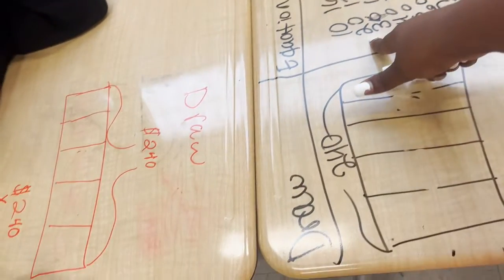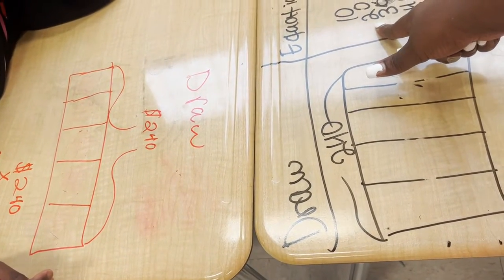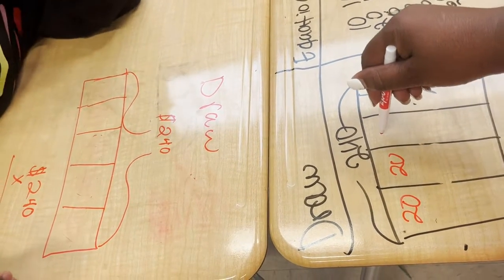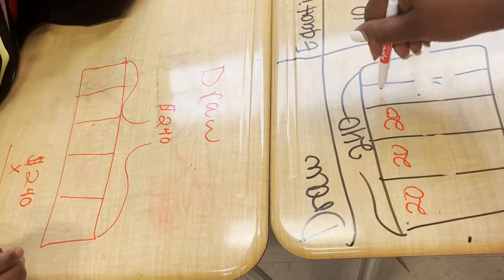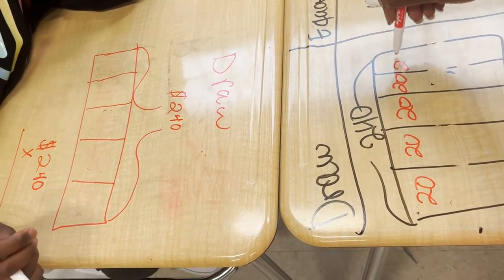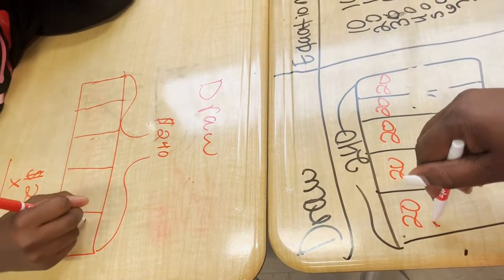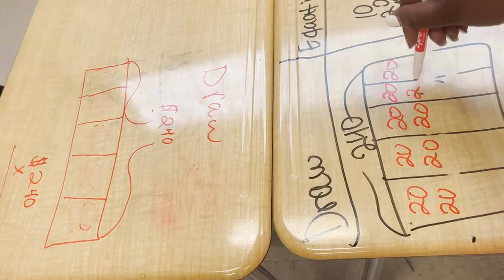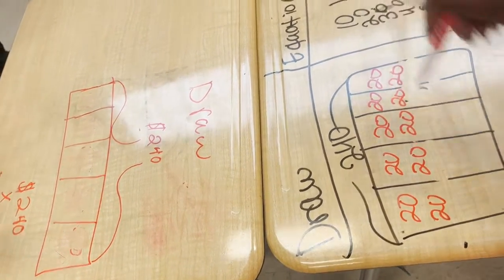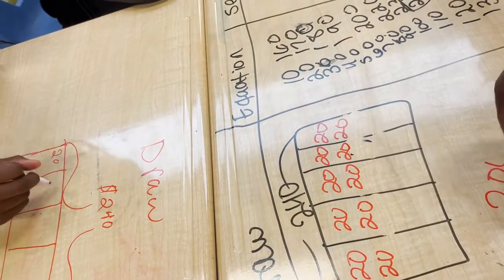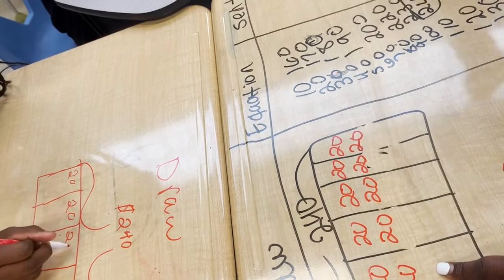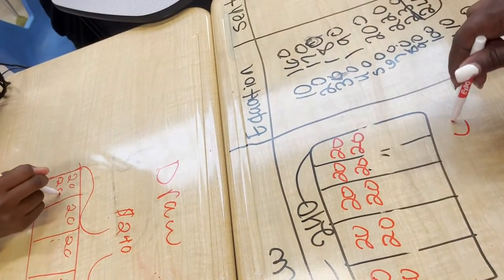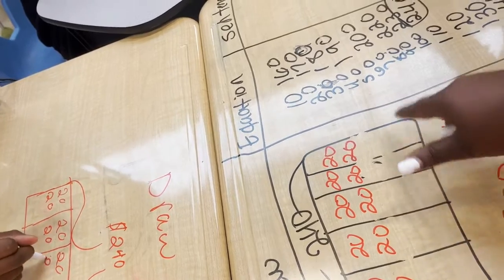What about 20s? Let's see. 20, 40, 60, 80, 100. 200. So we got 200 now, right? Then if I go right here, it'd be 240. But now we've got to divide these 5 evenly amongst 40.